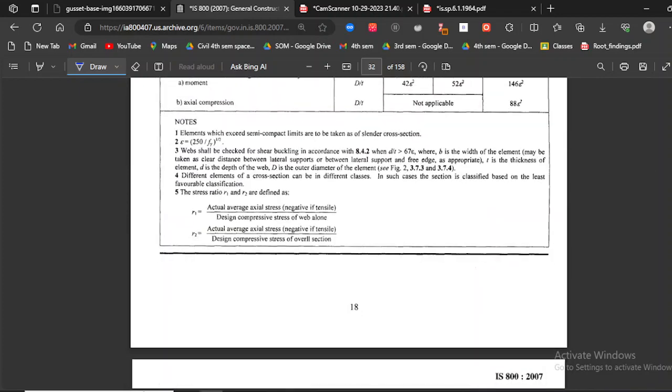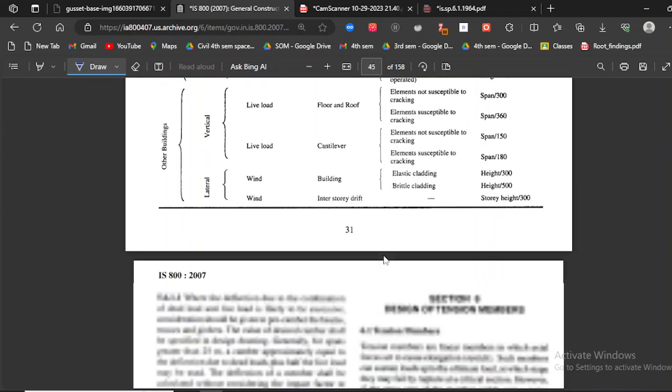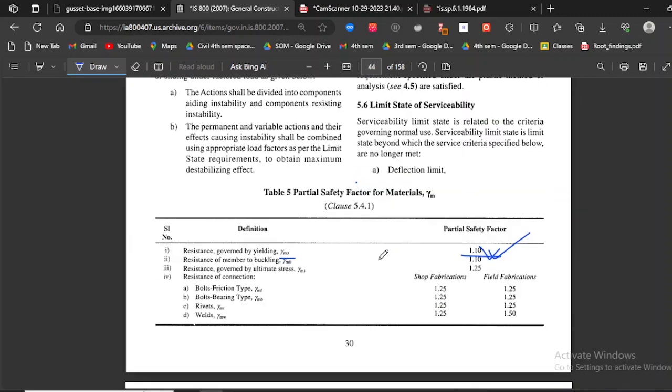Page number 17. Page number 31, page number 30. As you can see, you have the value of gamma M1 as 1.25 from here. You have the value of gamma M0 as well.